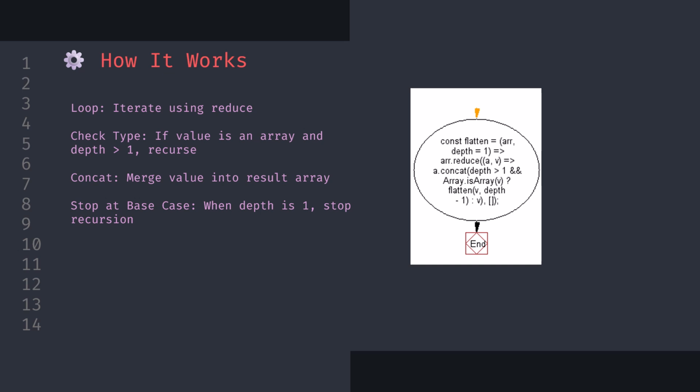The call logic relies on reducing the depth at each recursive call. Once the depth reaches 1, the function stops going deeper. If an element is not an array, it is just added to the result. This pattern makes it easy to flatten only to the level you need.